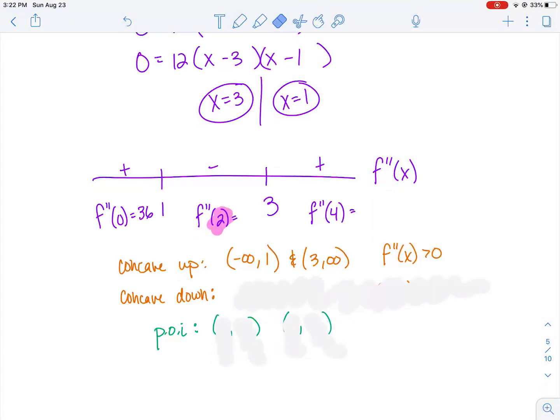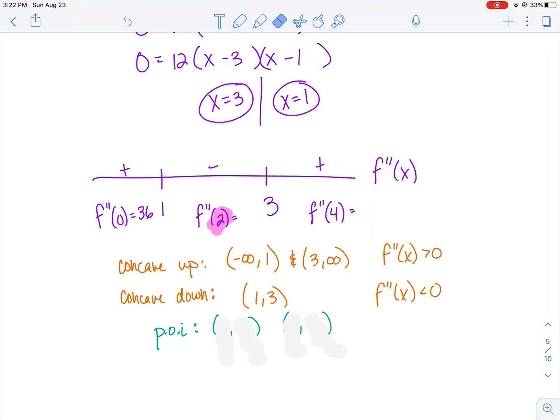So I can say my original function is concave up from negative infinity to 1, and then again from 3 to infinity, because my second derivative is positive. My original function is concave down from 1 to 3, because my second derivative is negative.